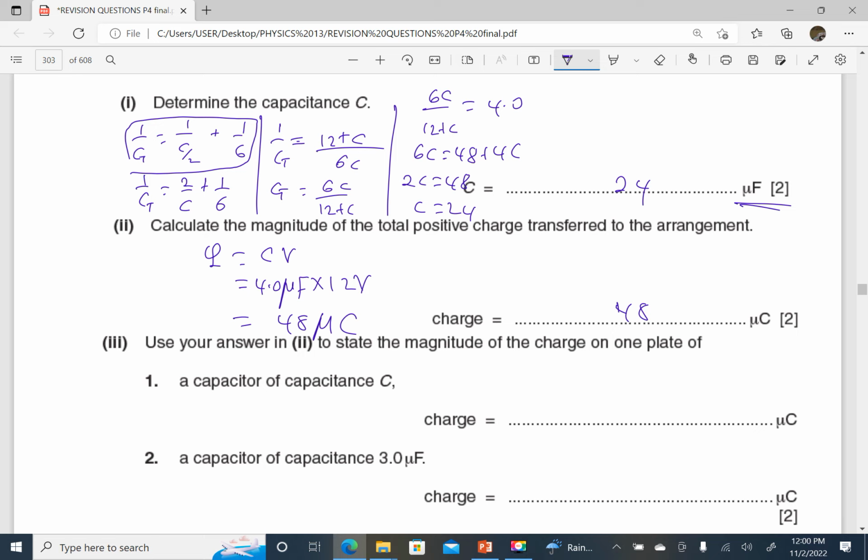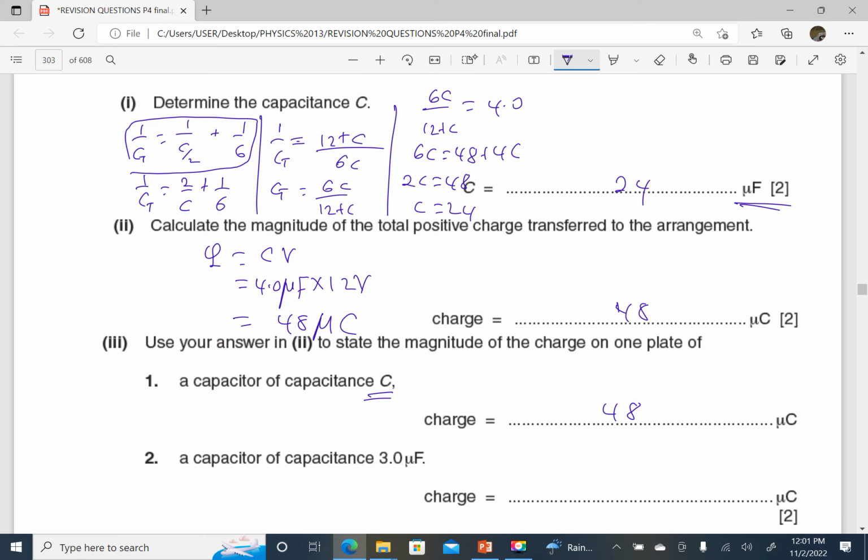Then use your answer in Roman 2 to state the magnitude of the charge on one plate of a capacitor of capacitance C. Note that all the total charge appears on the capacitors in series. So the answer here is going to be 48.